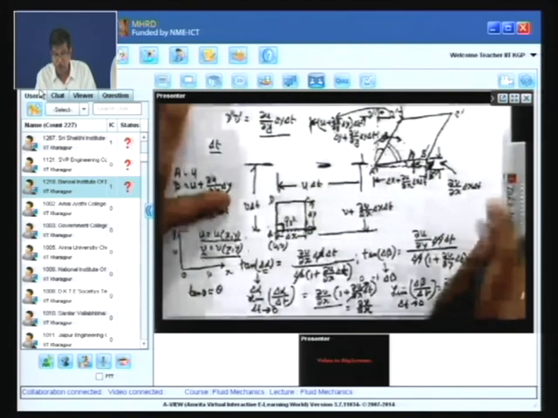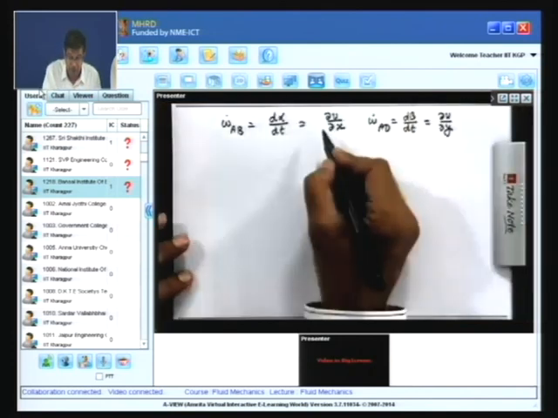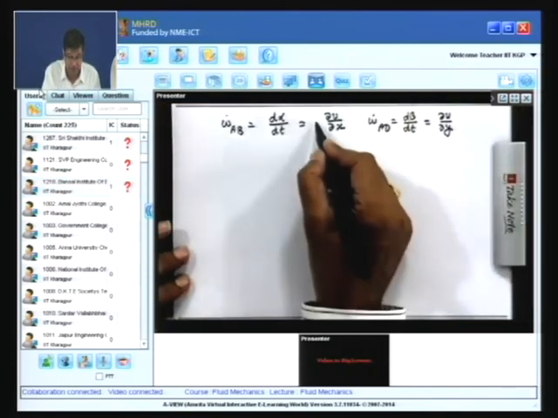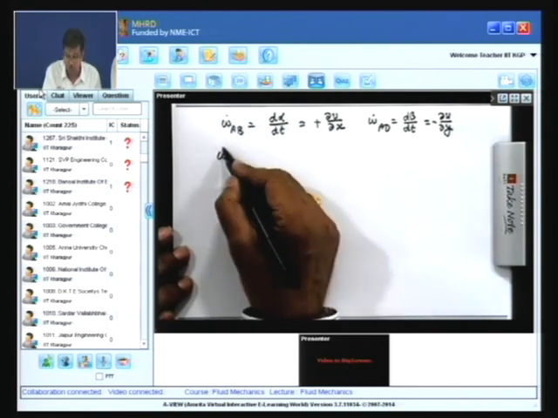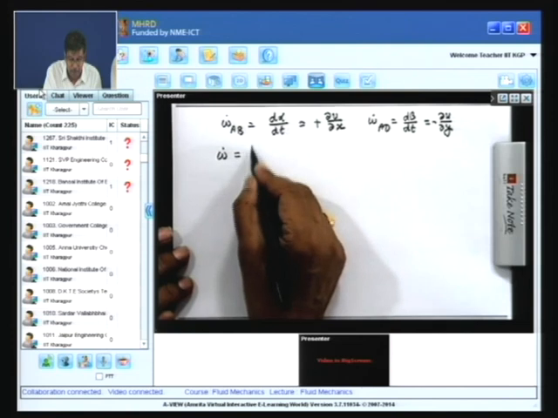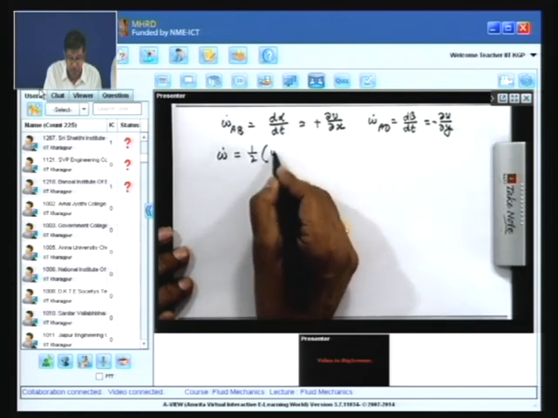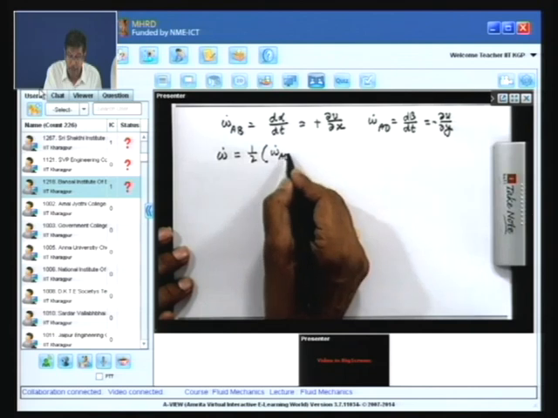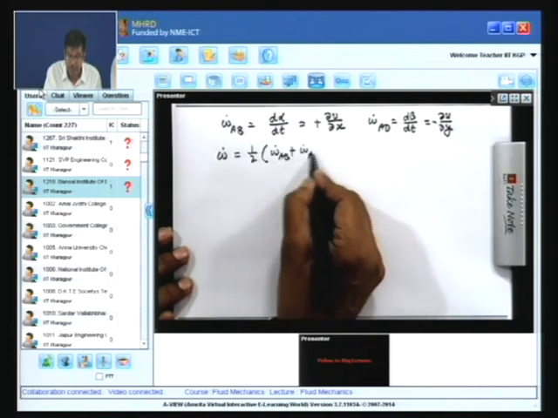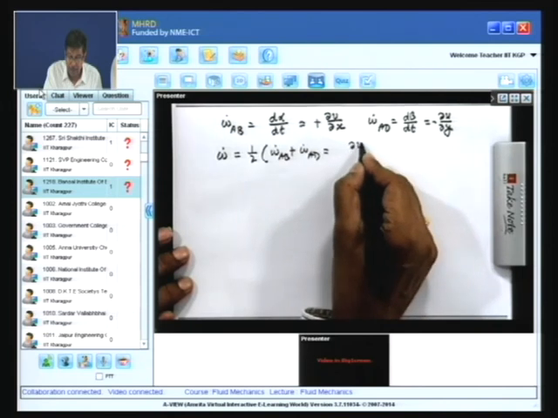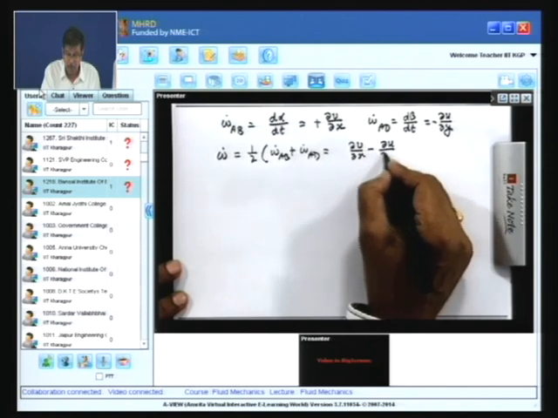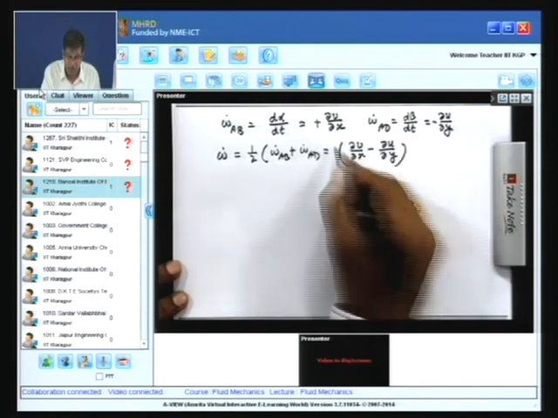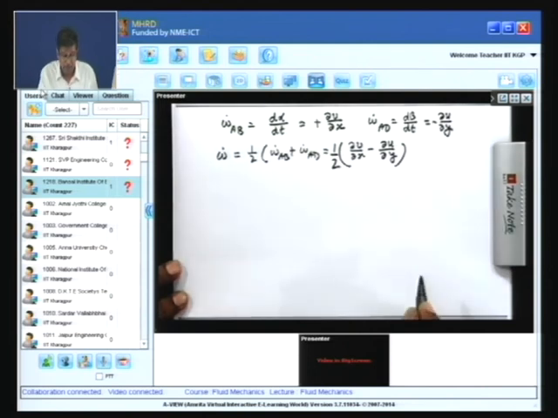So, if anticlockwise is positive, then omega dot AB is given a positive sign and this is given a negative sign. And now I will define a rotation omega dot, or sometimes we write simply omega, different books follow different notation, as the arithmetic average of these two linear component angular velocities AB and AD, and this is nothing but del V del X minus del U del Y. Well, half of that, because it is the arithmetic average.